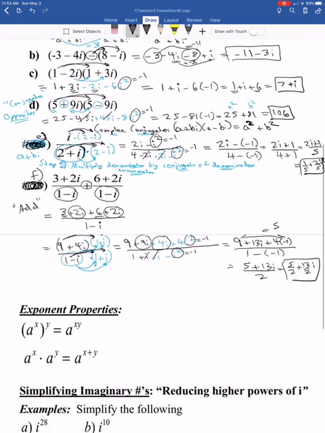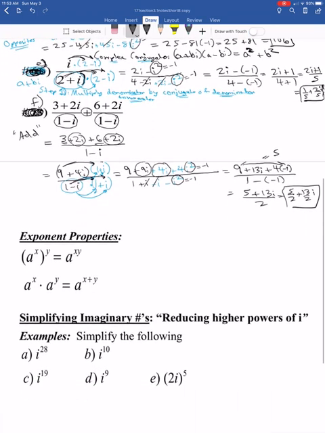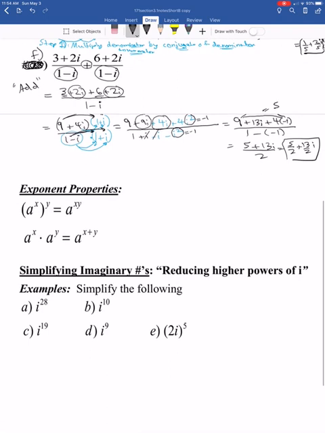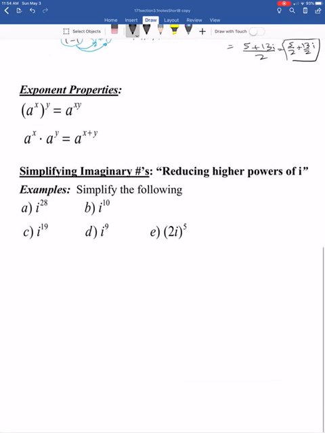So again, those are working with complex numbers, imaginary numbers, which is something we're going to spend time with in this chapter as we start to get into quadratics in our next section. All right, so we've gone through our 4 basic operations: addition, subtraction, multiplication, division with complex numbers. Let's move on to our last part of this section, which is simplifying higher powers of i.